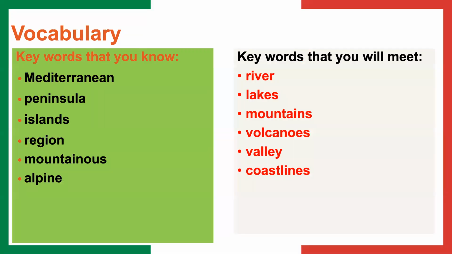Some vocabulary, so some key words that you should already know. We've already had a look at these: Mediterranean, peninsula, islands, region, mountainous, and alpine. And some key words which you are going to meet are river, lakes, mountains, volcanoes, valley, and coastlines.